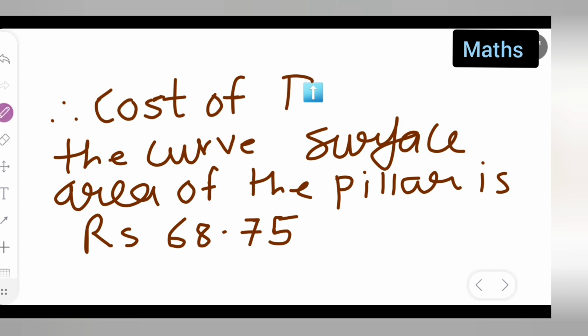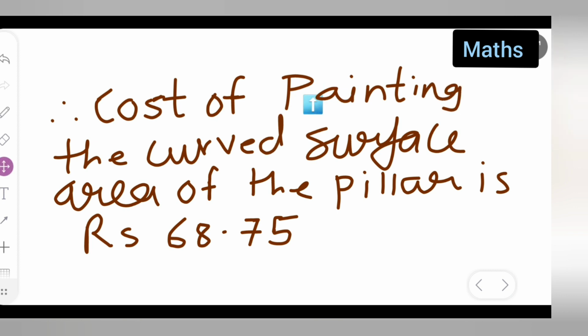So therefore you can write down the cost of painting the curved surface area of the pillar is rupees 68.75. I hope you have understood exercise 13.2 question number 5.